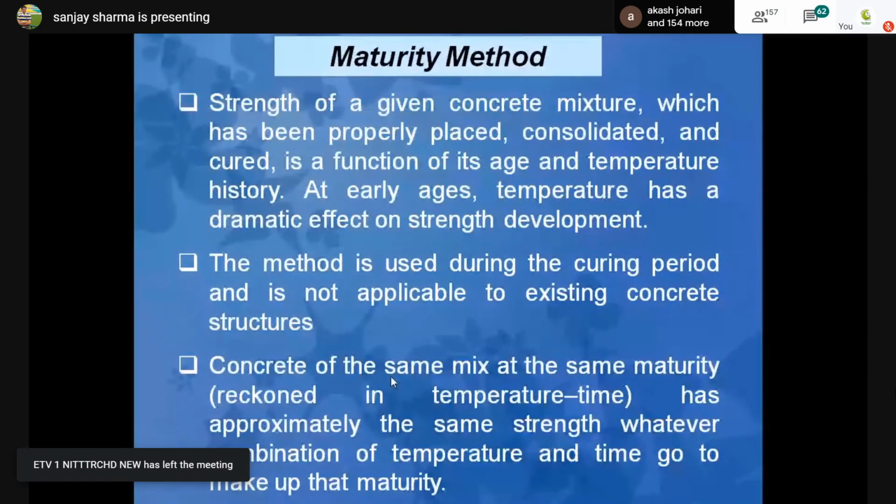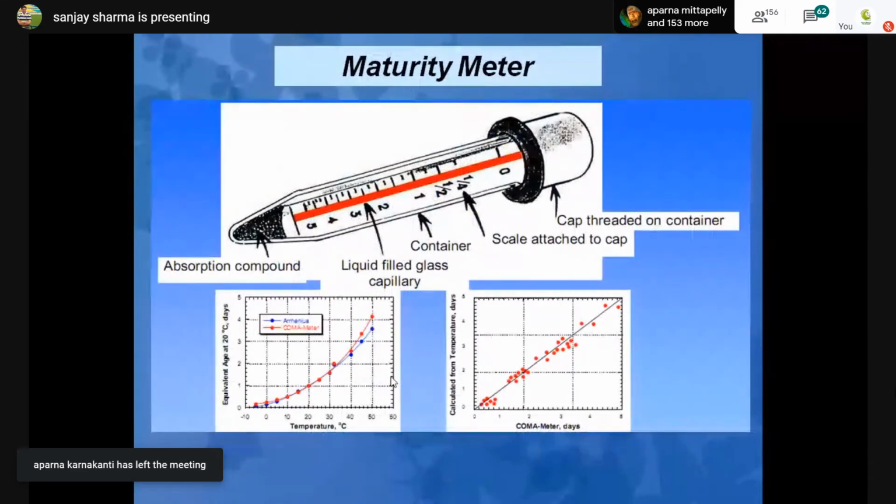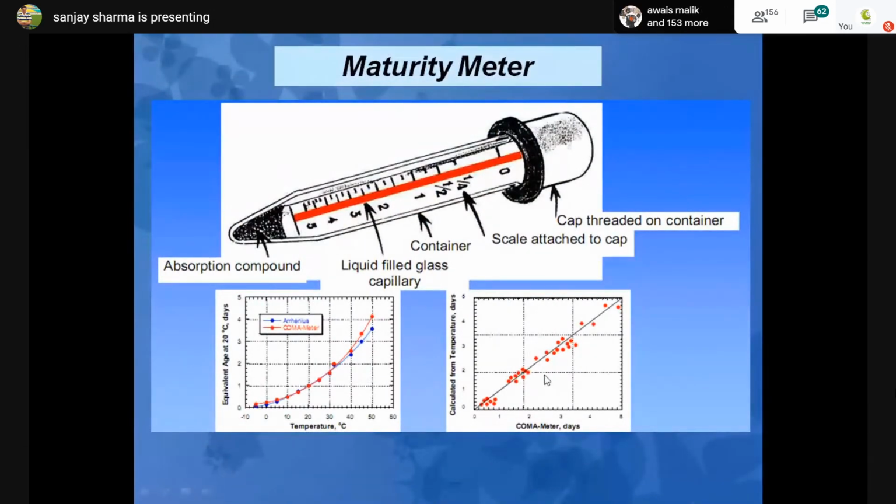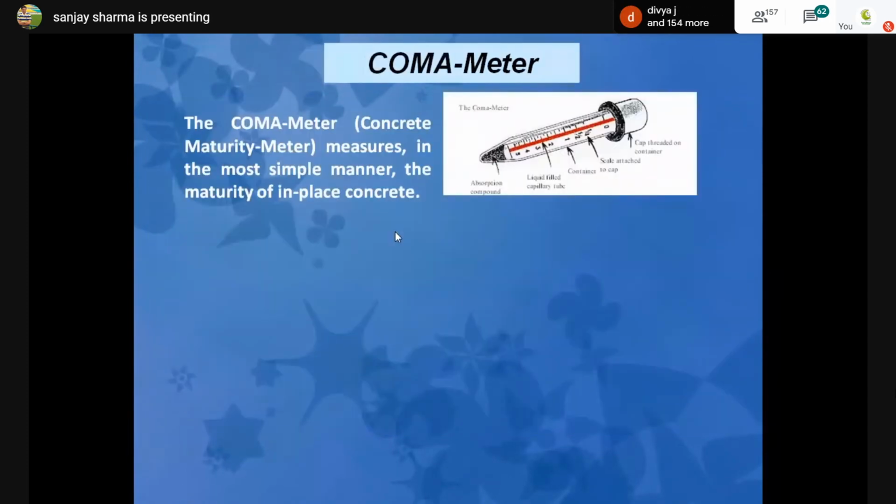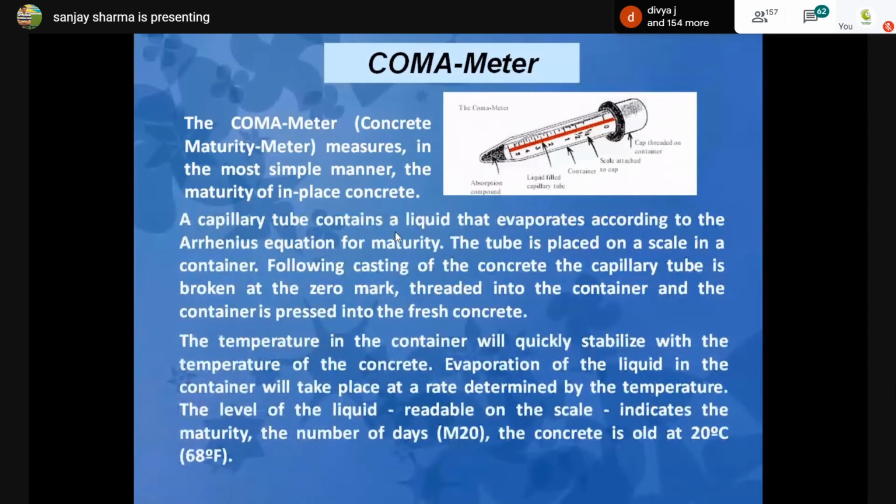Then the maturity method is one method which is again an in situ test, for new construction. If you want to see the strength development, you insert this particular equipment into the concrete and record the temperature generated. That temperature generation has been correlated with the strength development also. This is the maturity method, with the equivalent age at the particular strength. So you can determine the strength development with the help of this particular instrument. It can be called the concrete maturity test also.